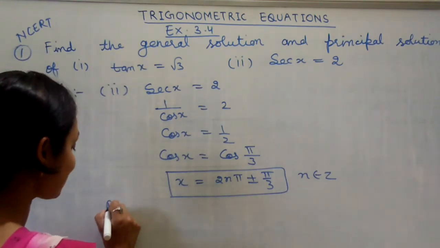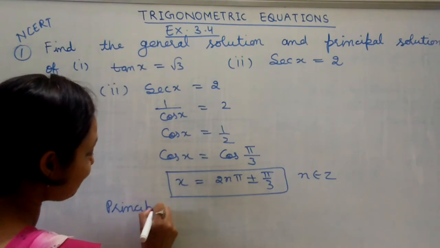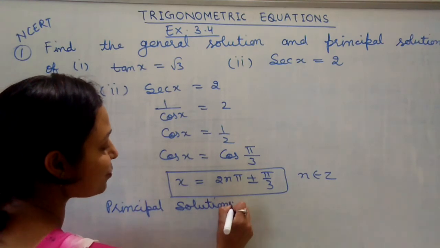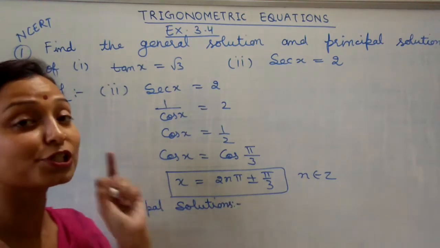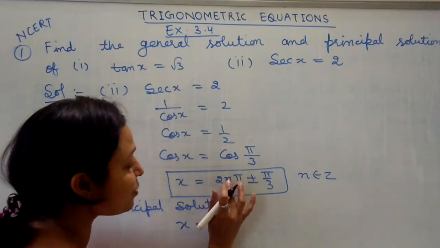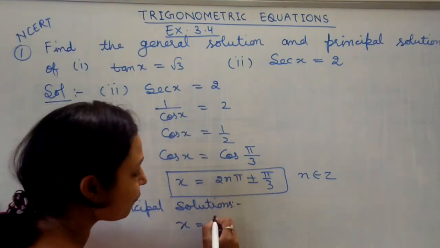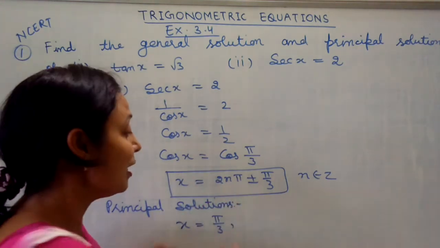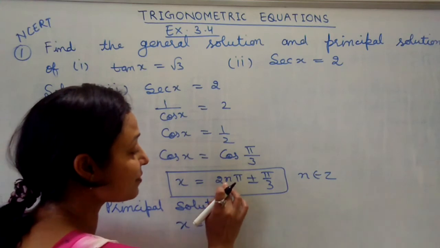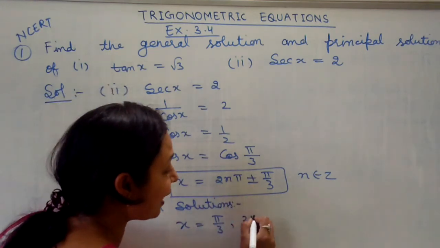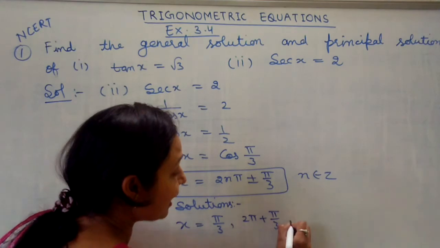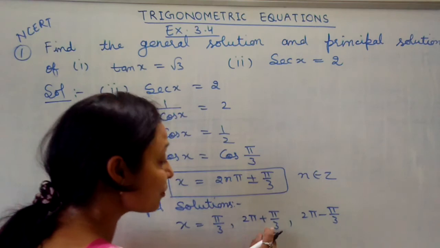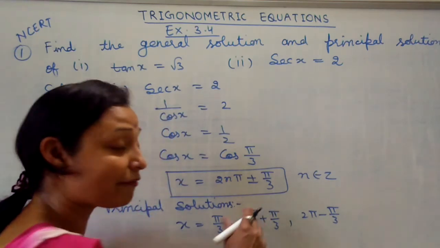Now, how can we find the principal solution? That is very easy. First of all, you have to substitute 0. When you substitute 0, the whole term is 0, and we have pi by 3 only. Because there is a positive and negative sign, when you put 1, it is 2 pi plus pi by 3, and with the negative sign it is 2 pi minus pi by 3. The positive one equals 7 pi by 3.